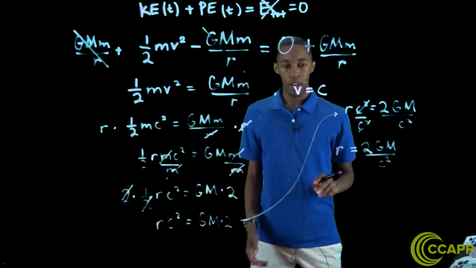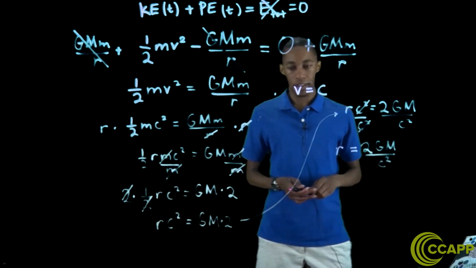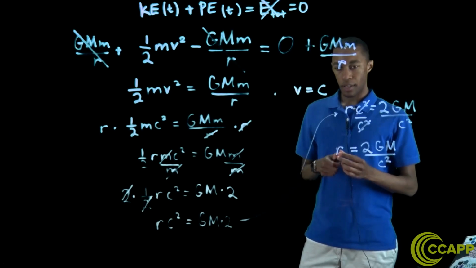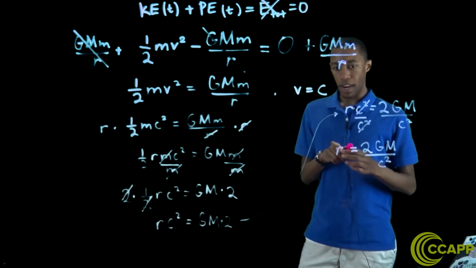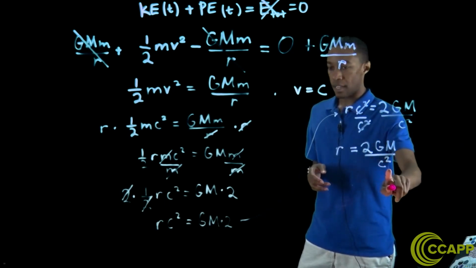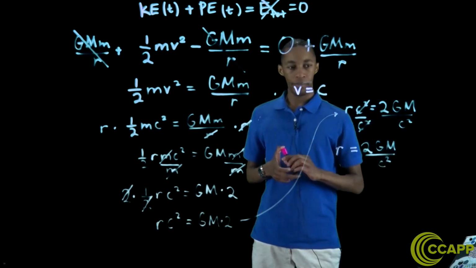This r is typically referred to as the event horizon of a black hole. And it is the point at which, if you are at a radius smaller than r, even something with the speed of light could not escape your black hole.